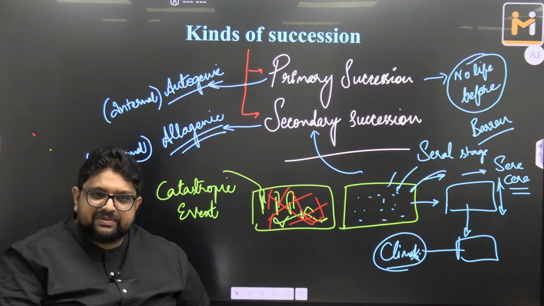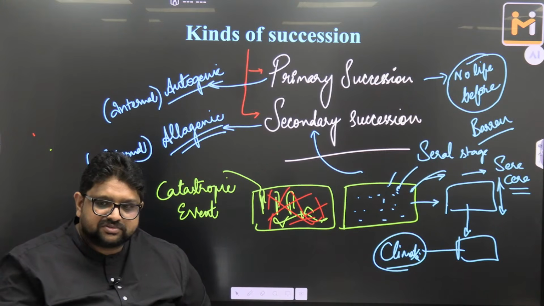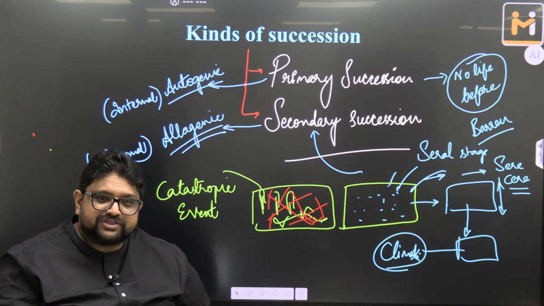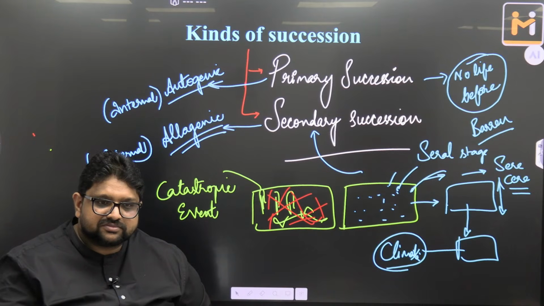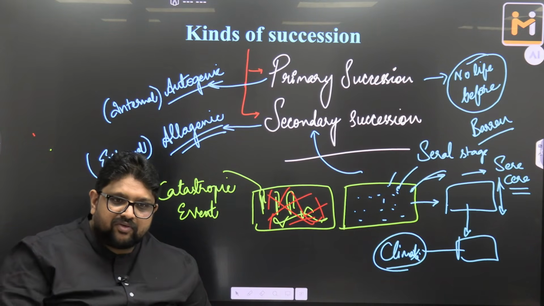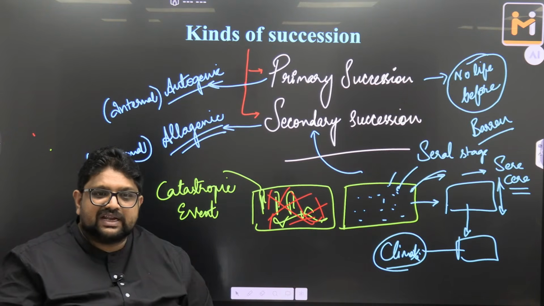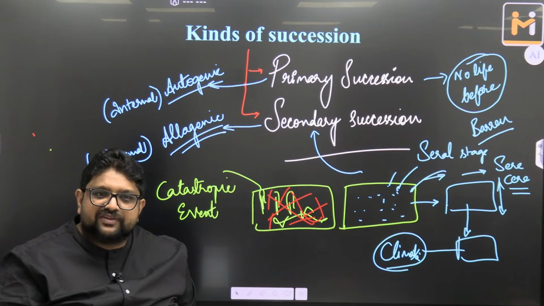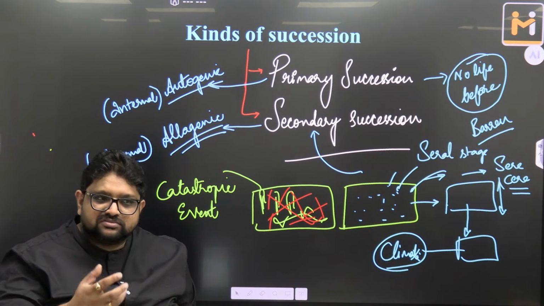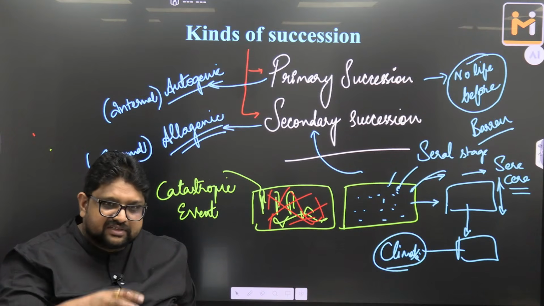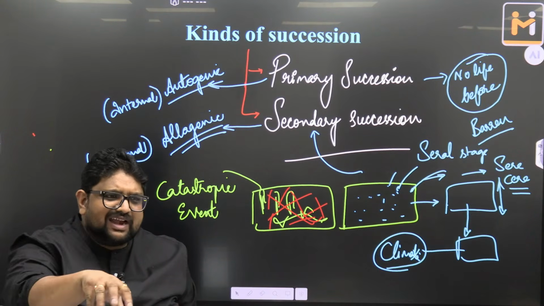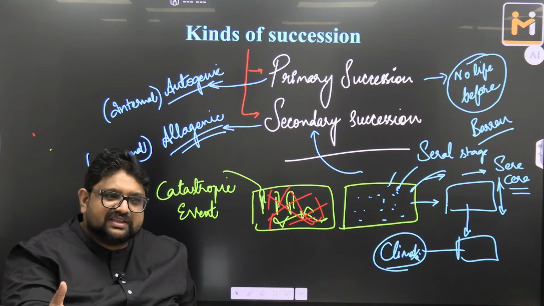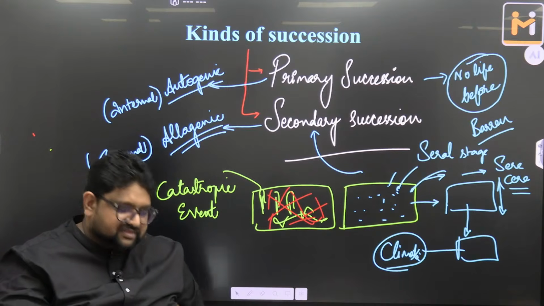Primary succession happens because of autogenic factors, or internal factors. What are the internal factors? Soil, the leaf litter, the plants which grow and die, they all add organic matter. Because of that, soil improvement happens. So these are internal factors, autogenic factors.